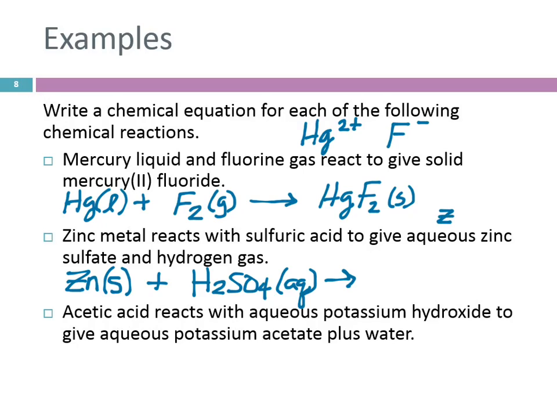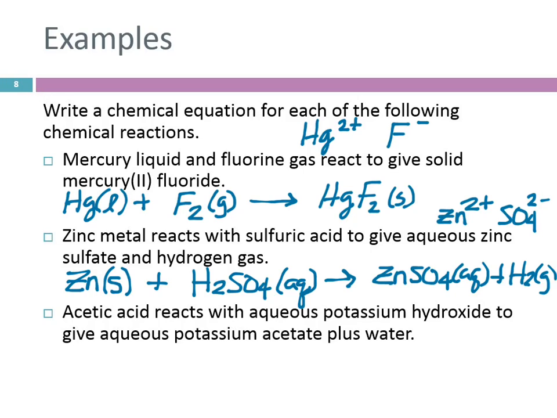Well, zinc sulfate is an ionic compound. I'm kind of rushing through this because this is not the point of this lecture. Zinc is a 2 plus ion. Sulfate is a 2 minus ion. So we push them together, we get zinc sulfate, and it's aqueous. And hydrogen gas, how do I write that? Yep, plus H2, and it's a gas. Well, there we go. Any questions?